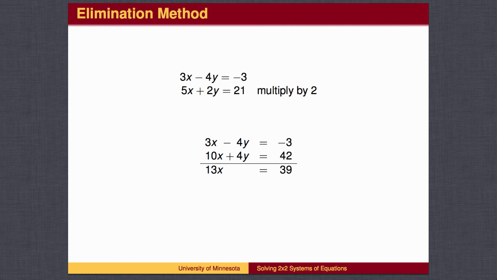From here, we can add the two equations together, solve for x, and then substitute into any equation to find y. For example, substituting x equals 3 into the first equation gives 9 minus 4y equals negative 3, from which we find that y equals 3.